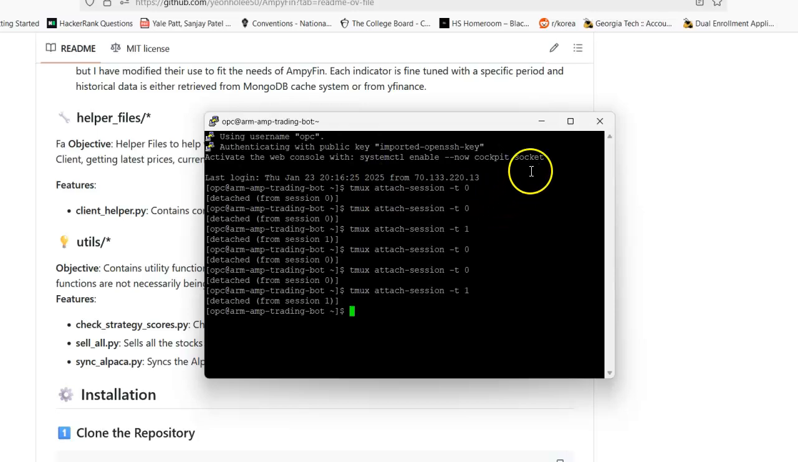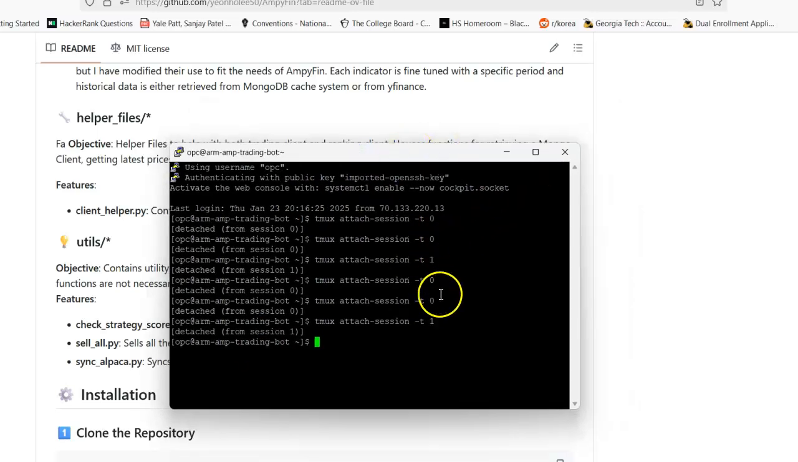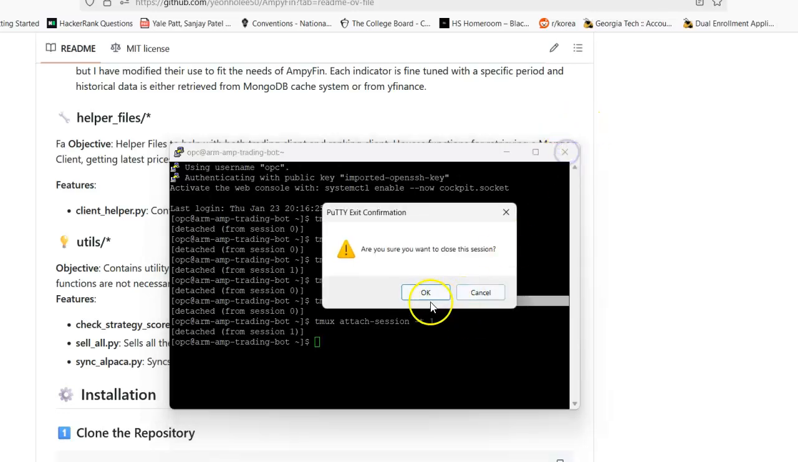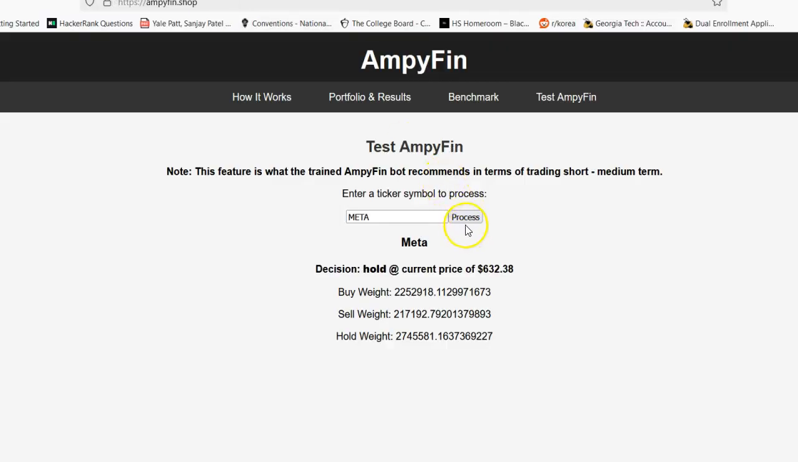Okay. So this is a little bit more on the Oracle Cloud stuff. This is what I'm running in the background. So I guess session one is ranking, so this is the learning part. Zero is the trading, so this is the actual trading part. It's a little bit more into that. And then it calculated meta.